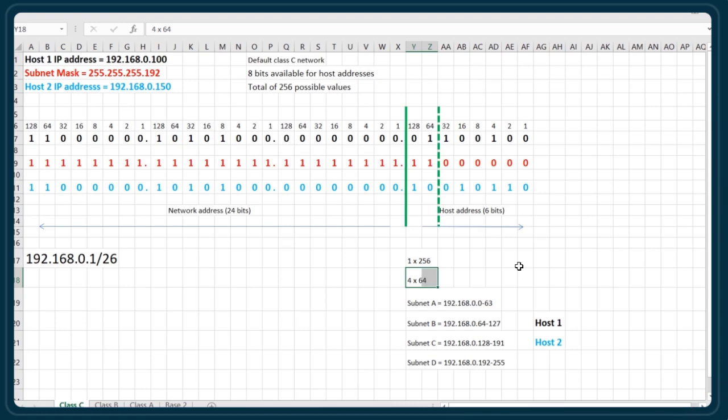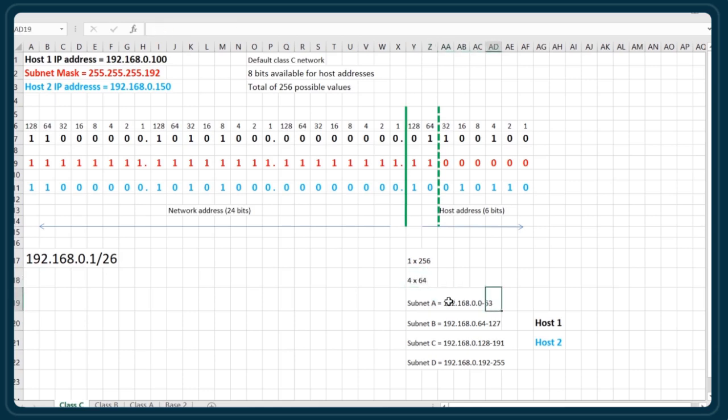Therefore, there has to be defined boundaries for each subnet because I can only accommodate 64. So we'll call the first one subnet A, and the first address is no different than what it would be in its default configuration, 192.168.0.0. Now again, we do not use the 0 to address any hosts, but it's still in this range. So if I start at 0 and I can only have 64 addresses, then 63 is the last available address on this subnet. That's it. That's the end. I can only have 64 per subnet.